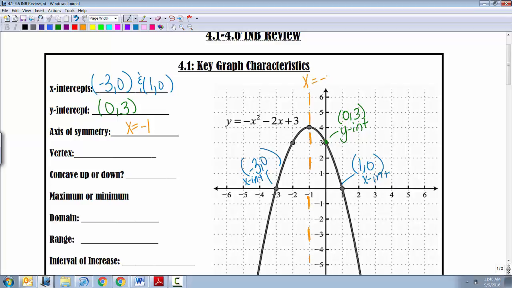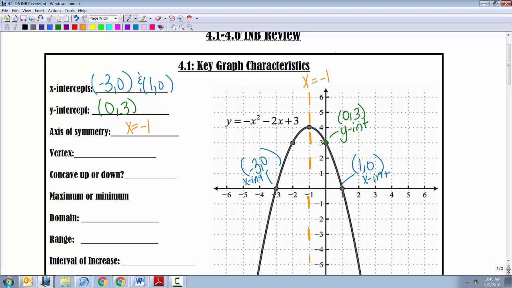And I love, love, love how he told me it was x equals -1. Because if you write -1, then it's wrong. Well, it's not all wrong. You get like half your points. Because -1 is a number. X equals -1 is a line. And that's what the axis of symmetry is.